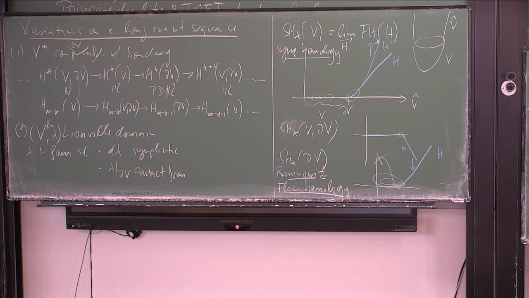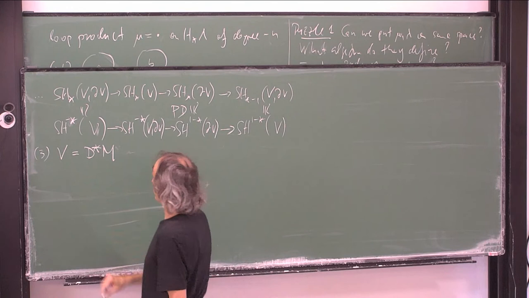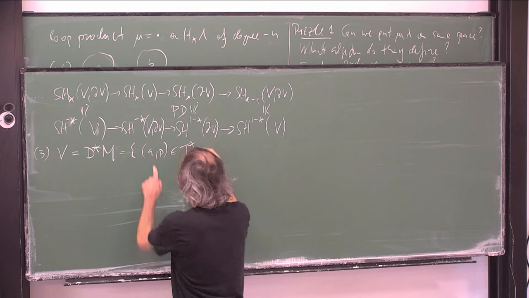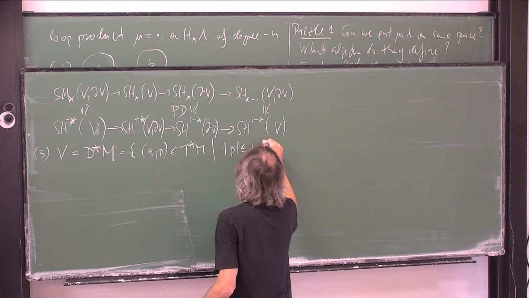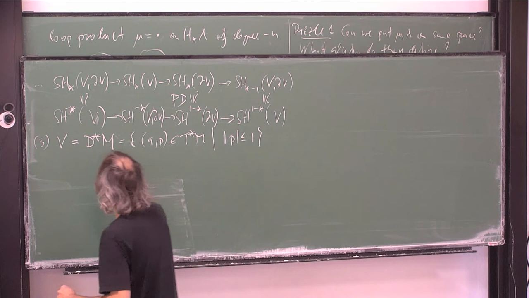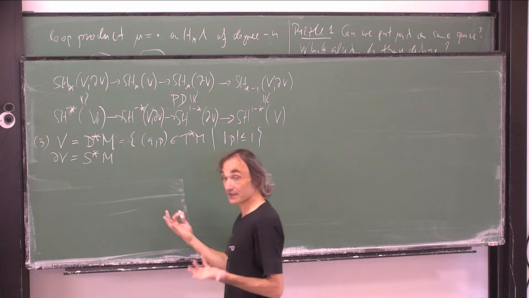So I take a manifold of dimension n, as in the introduction, and I take its unit disk cotangent bundle. It's the set of (q,p) in the cotangent bundle, where q is the base point and p is the vector in the fiber, such that the norm of p is less than or equal to 1, with respect to some Riemannian metric. So it's the unit disk bundle in the cotangent bundle, and its boundary is what I will call S, the unit sphere bundle, where I just put equality here.